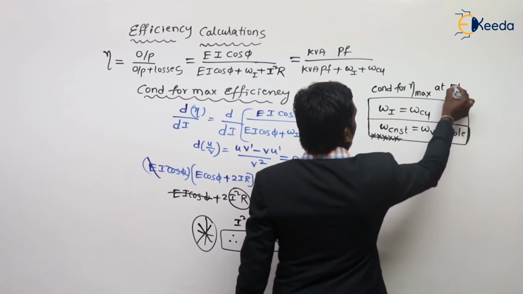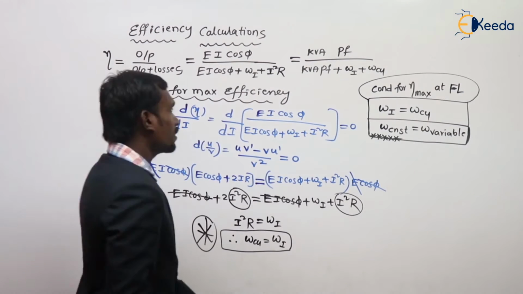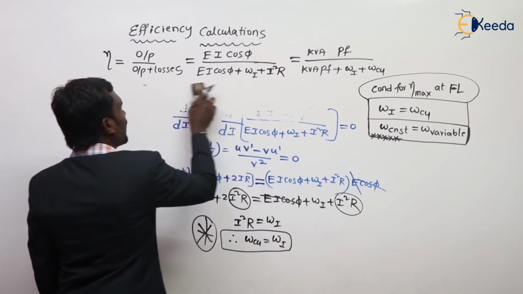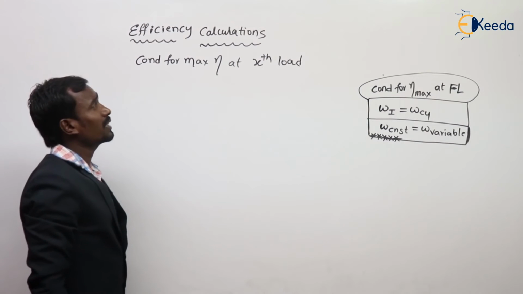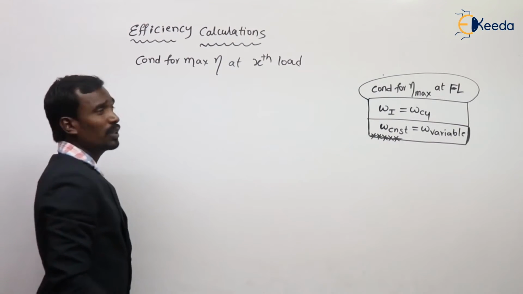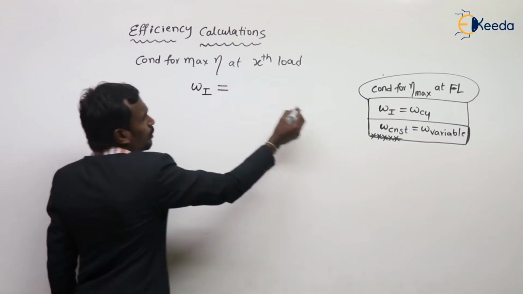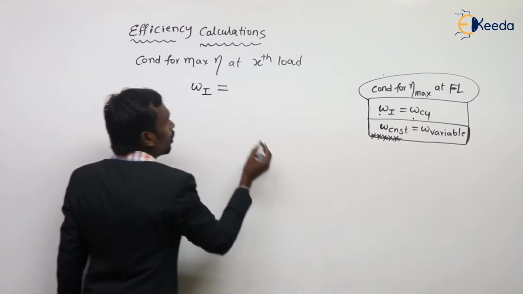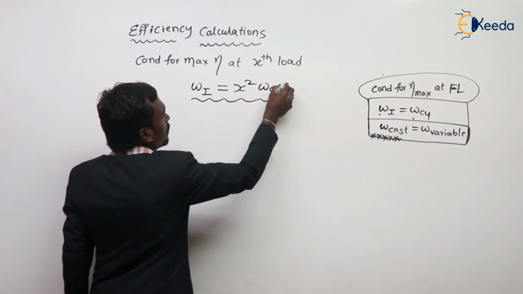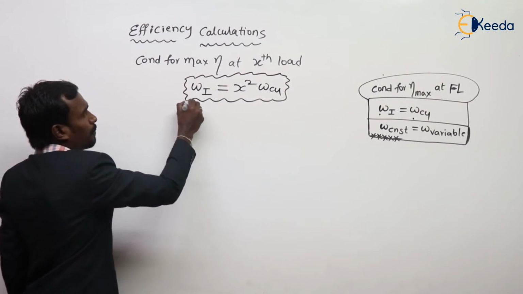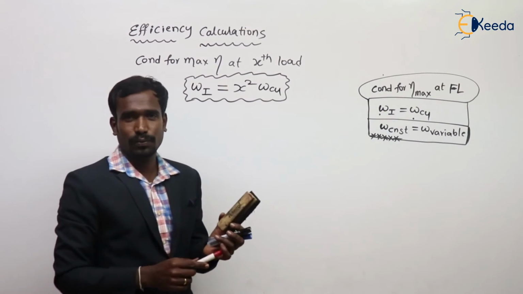This is the condition for maximum efficiency at full load, because this is a full load efficiency formula. Then what is the condition for maximum efficiency at X load? The iron losses is the same, but at X load, copper losses are X square times the full load copper losses. This is the condition for maximum efficiency at X load.